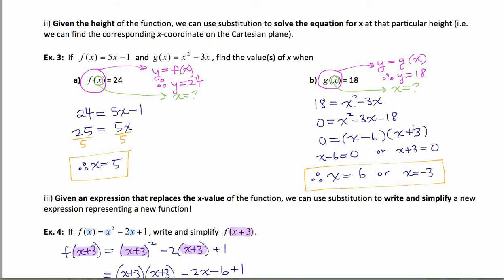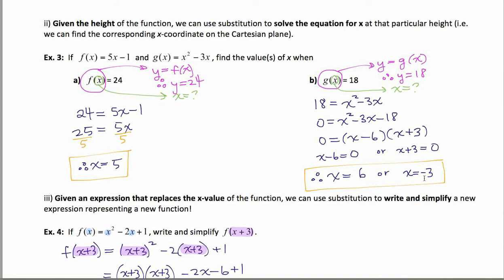So we'll factor it, and then if one factor times the other factor has to equal 0, then either the first factor has to equal 0 or the second factor has to equal 0, and then we can rearrange and isolate x in both cases. So really, g at 6 equals 18, or g at negative 3 equals 18. So we have these two different x values that will allow the function g to reach a height of 18.